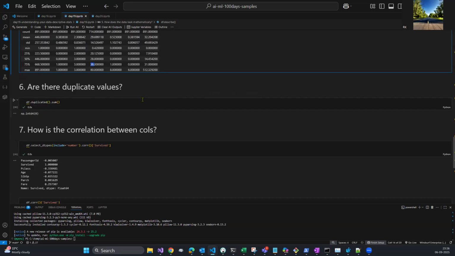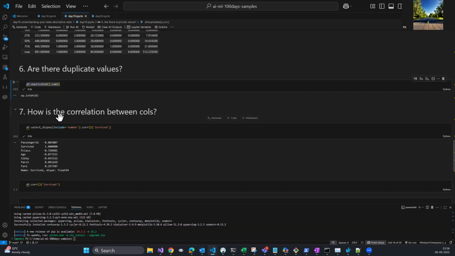Let's talk about, are there duplicate values? In data sets, you will often get a lot of duplicate values, right? So how do we get the duplicates? If you run df.duplicated, you will get the duplicates, and if you sum them, it will give you the number. Our data set is pretty small, so you will not see any duplicates.